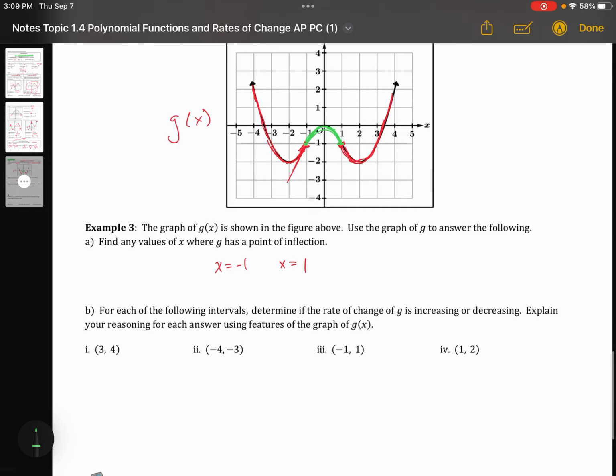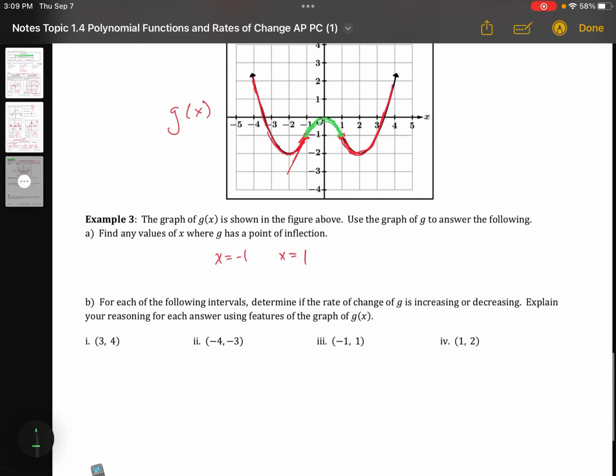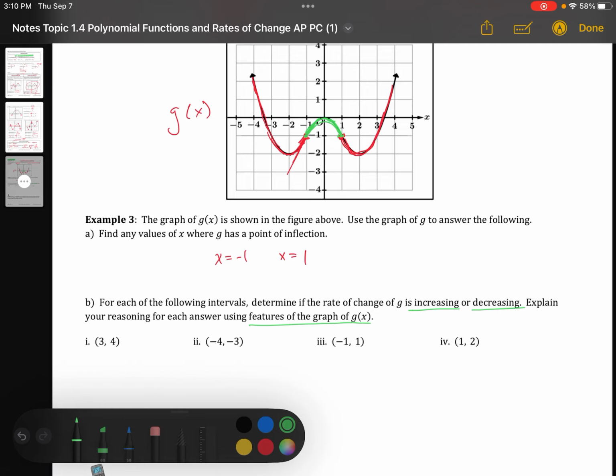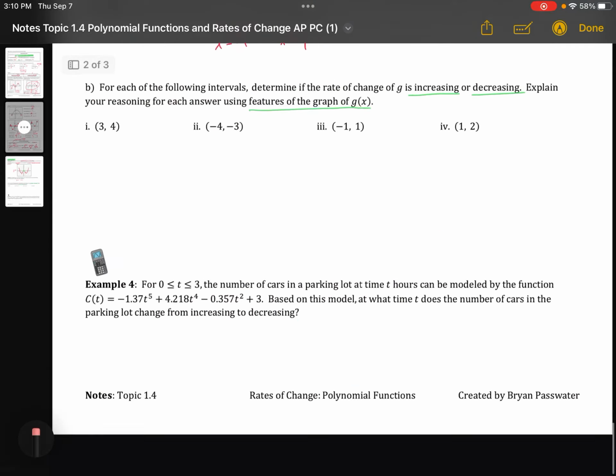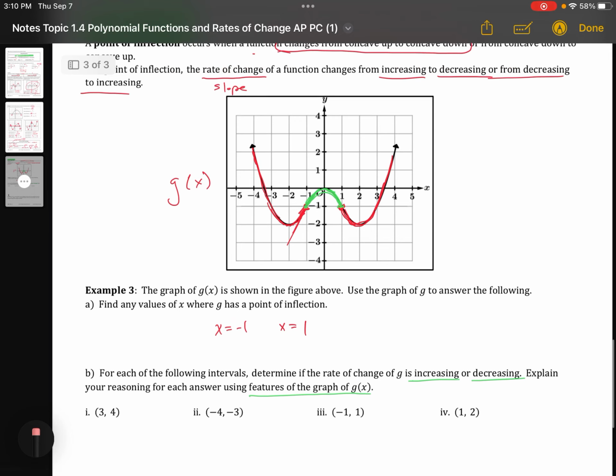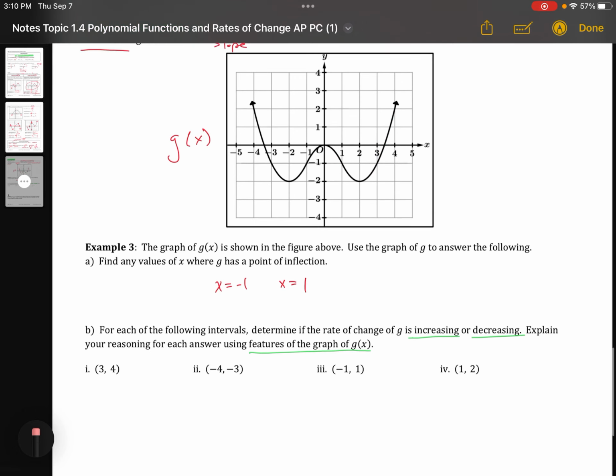Okay, last one, I believe. Yep. Example B. For each of the following intervals, determine if the rate of change of g is increasing or decreasing. Explain your reasoning for each answer using features of the graph of g of x. Now, I've got a cool idea here. When I was thinking about teaching this lesson, I was trying to figure out how I was going to explain this as best as possible. And I hope I came up with something that makes sense to y'all. Kind of a technique for doing this.